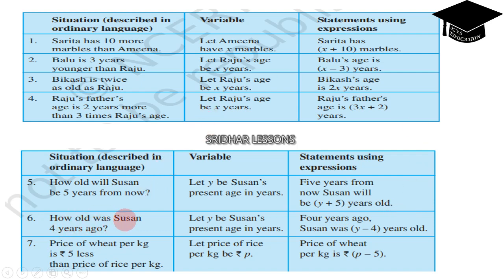How old was Susan 4 years ago? Let y be, we can take any variable, x, y, z, you can take anything, a, b, c, anything. Let y be Susan's present age in years. Then 4 years ago, Susan was y minus 4 years old.